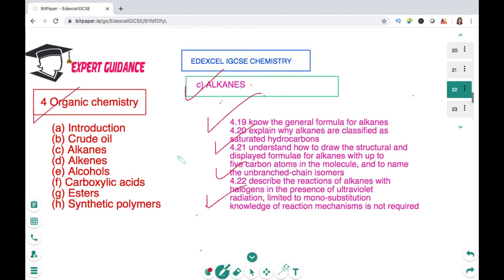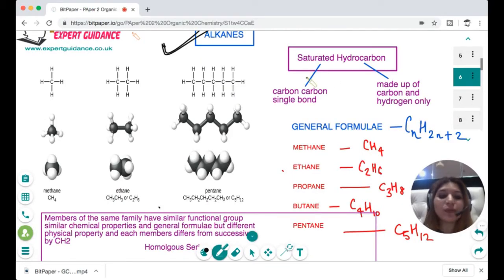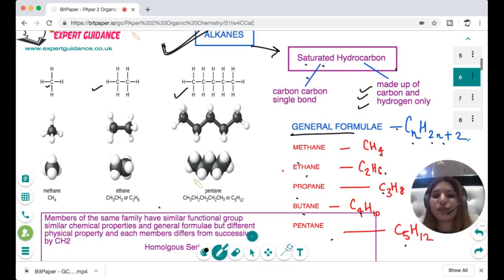So let's begin. Alkanes. How do we define alkanes? You have to define it by using the words saturated hydrocarbon. Saturated means it contains carbon-carbon single bonds. You can see all these molecules have carbon-carbon single bonds, and hydrocarbons, because they are made up of carbon and hydrogen only. The general formula is CnH2n+2. So the first member would be CH4, C2H6, C3H8, C4H10, and pentane C5H12. Whatever the number of carbons is, you double it and add 2 for the number of hydrogens.